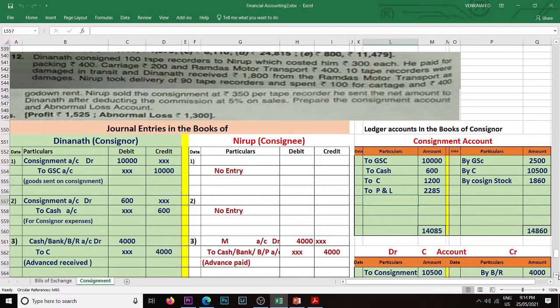Dinanath consigned 100 tape recorders to Nirup, which cost him 300 each. Dinanath is the consignor and Nirup is the consignee. This light green panel is for journal entries in the books of the consignor and the white panel is for journal entries in the books of the consignee Nirup. So 100 tape recorders at the rate of 300 each, that is 30,000. Goods sent on consignment is 30,000.